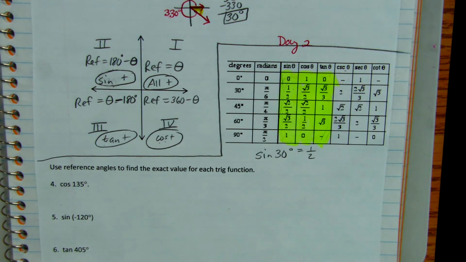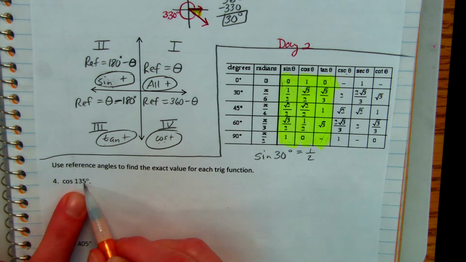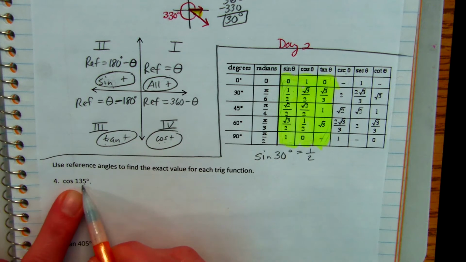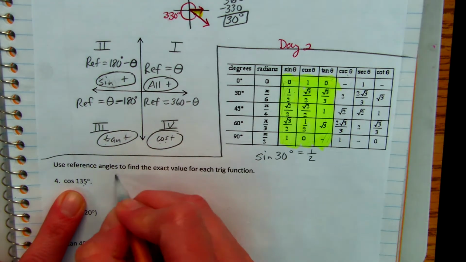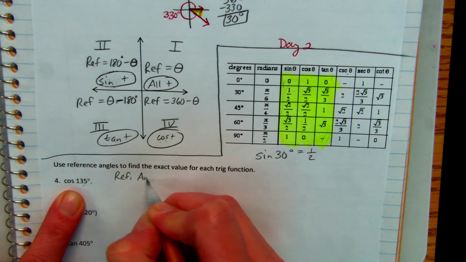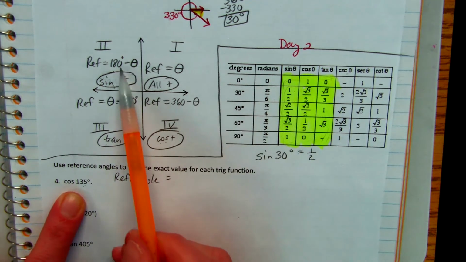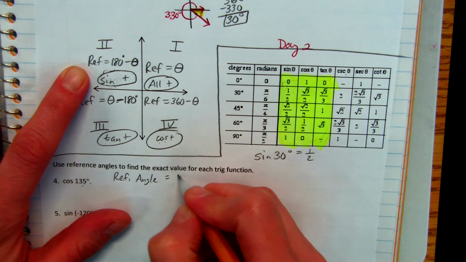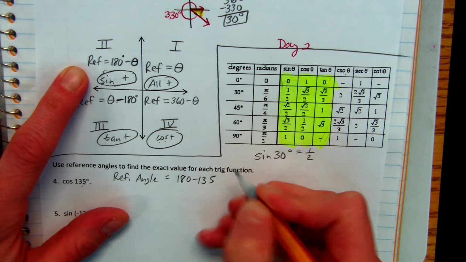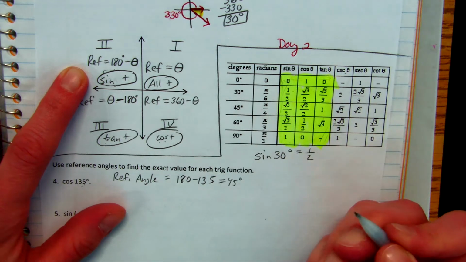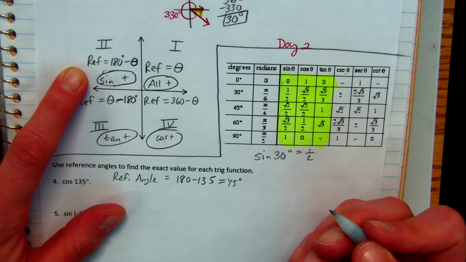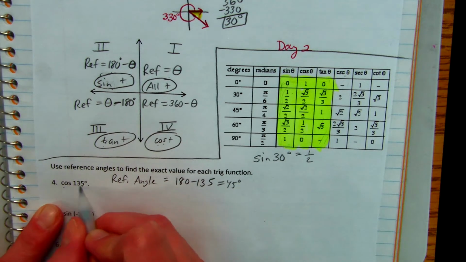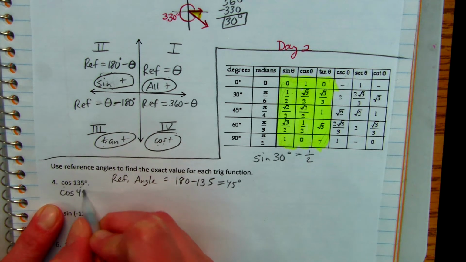All right, so I have cosine of 135 degrees. The first thing we have to do, if it says to use reference angles, is to find the reference angle for 135. So the reference angle, 135 would be over here in the second quadrant. So we would take 180 minus 135, and you end up with 45 degrees. So then I can look up in my table that I have here, we've got cosine. So we're going to replace cosine 135 with cosine of 45.